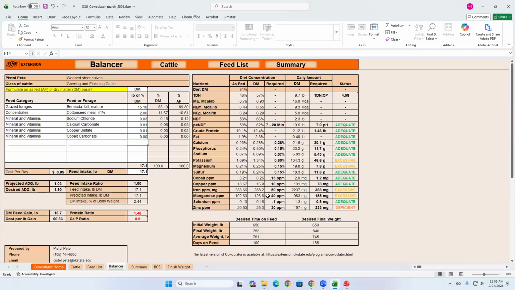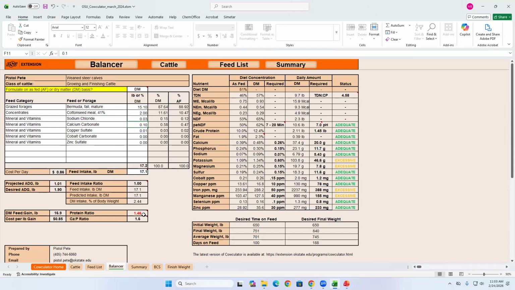Okay, so that gets us good. Zinc, over here to zinc sulfate. 0.005 gets us good on zinc. So check how much that is, or our Ca to P is too low. So we need to actually add more calcium than what is needed.